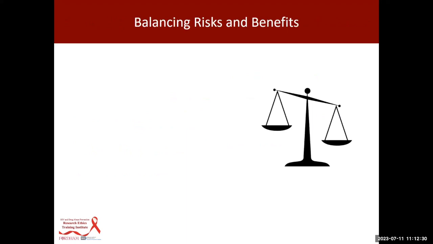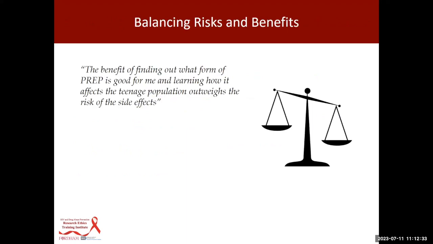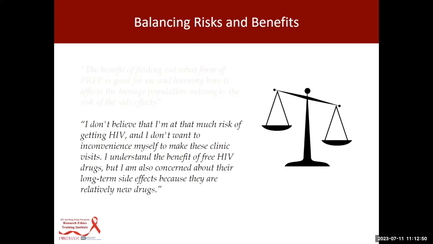Okay, so here are some examples of their balancing risks and benefits. The benefit of finding out what form of PrEP is good for me, and learning how it affects the teenage population, outweighs the risks of side effects, right? So that would be somebody who's actually telling you about risks and benefits. This one doesn't want to be in the study: I don't believe that I'm at much risk of getting HIV, and I don't want to inconvenience myself to make these clinic visits. I understand the benefit of free HIV drugs, but I'm also concerned about their long-term side effects because they are relatively new.